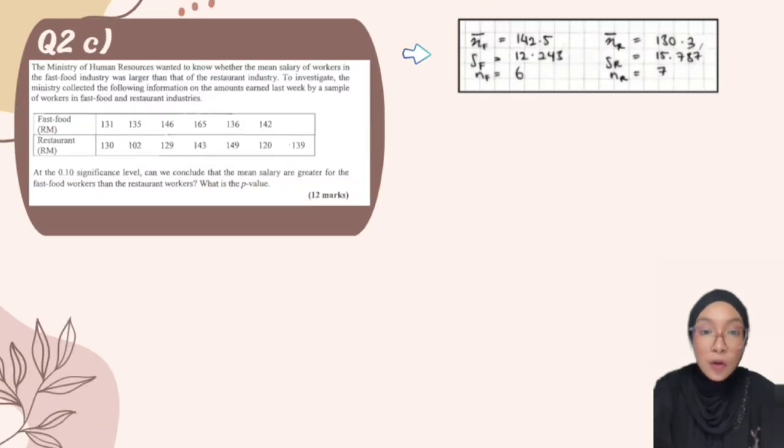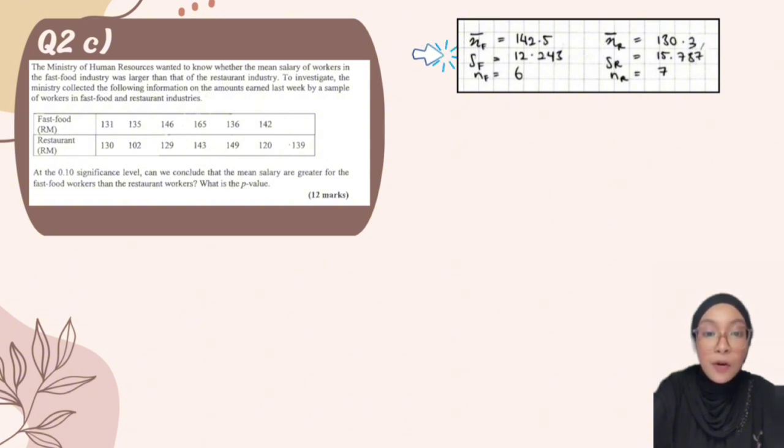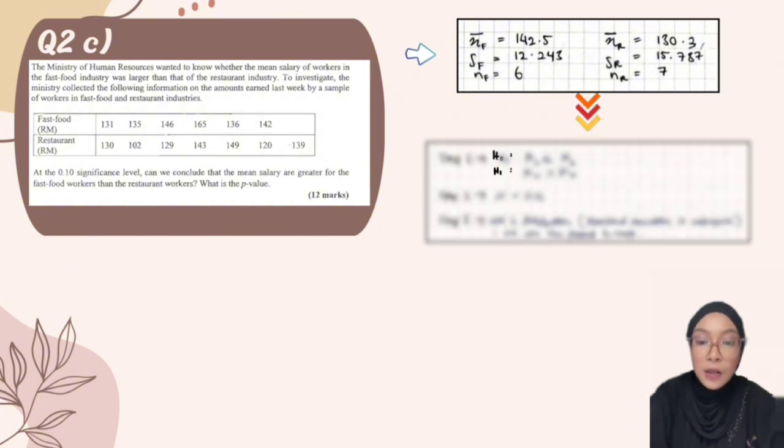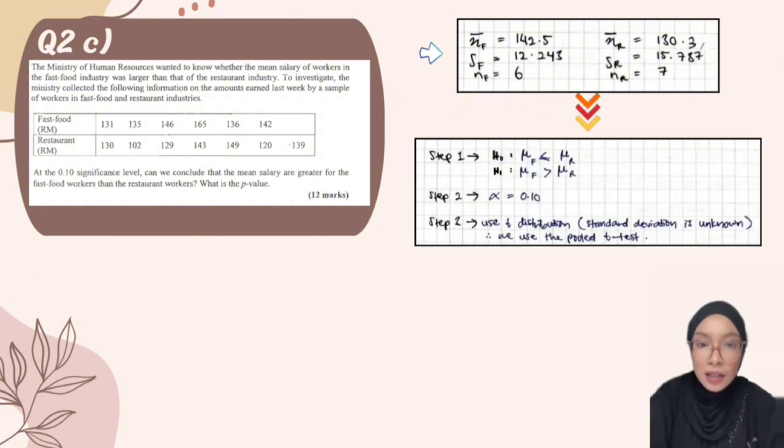Question 2c, first of all, we have to find the x bar for food 142.5, x bar for restaurant 130.3, standard deviation for food 12.243, for restaurant 15.787, and n for food is 6 and for restaurant is 7. Because this is a two-sample hypothesis test, H0: mu food is less than or equal to mu restaurant. For H1: mu food is greater than mu restaurant.